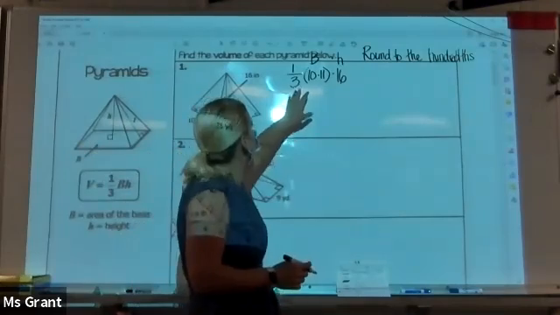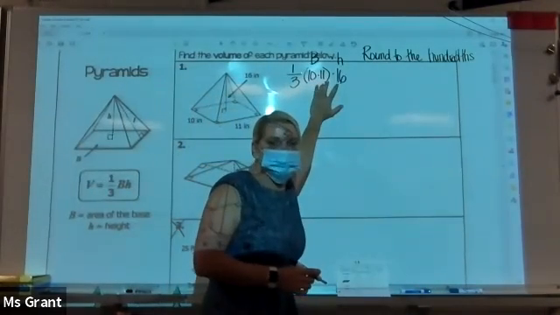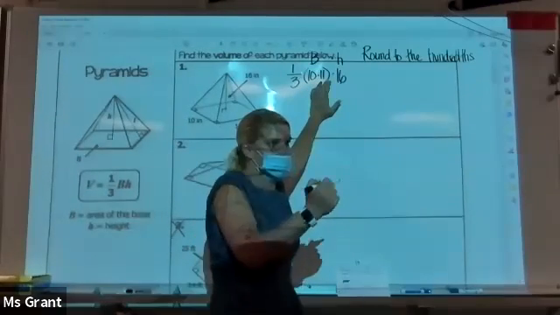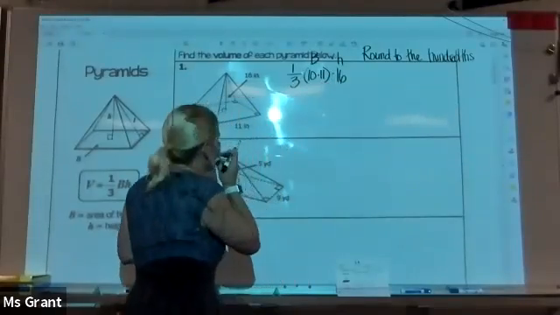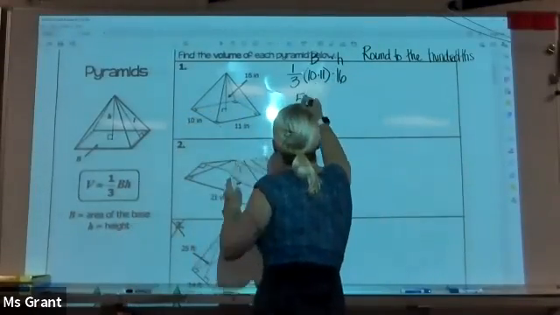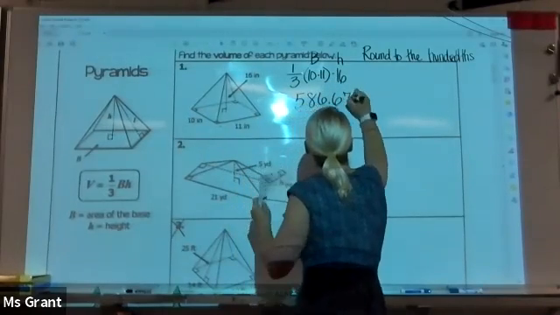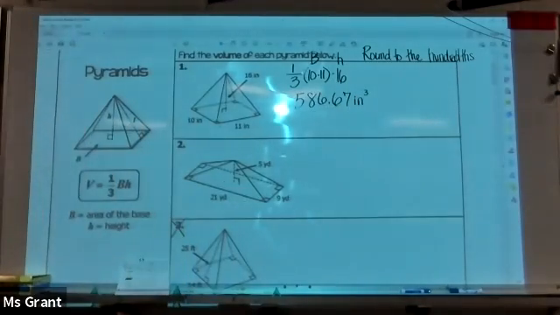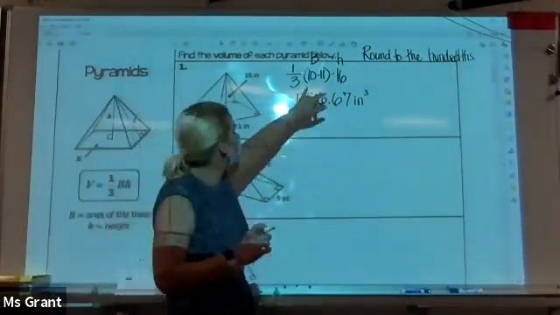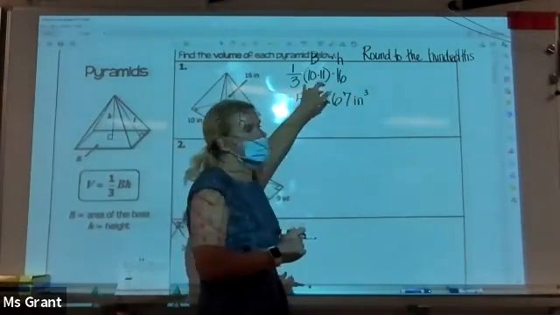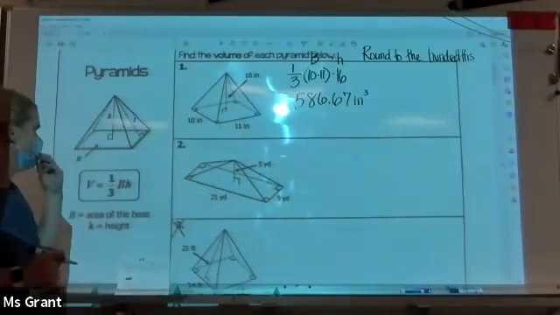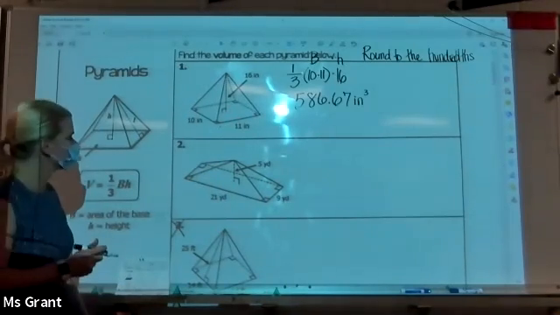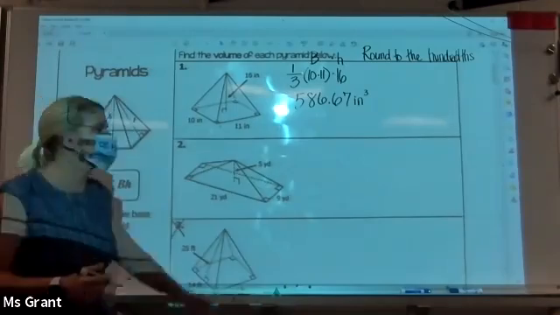People on Zoom, you really need to do 10 times 11 times 16 first, and then divide by 3. That's what you need to do first. Are you ready? Janet, go ahead. 586.67. Yep. Inches cubed. Volume of a pyramid. Were you all able to get that? Multiply 10 times 11 times 16 and then divide by 3. Yep. Isn't that 6 repeating? Right.